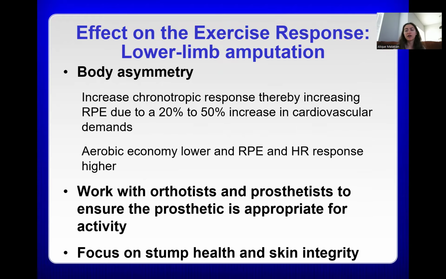So, what is the effect of this on exercise response? Well, the main thing is there's now body asymmetry, and the increased chronotropic response thereby increases RPE due to a 20 to 50% increase in cardiovascular demand. All that to say, things are not as efficient as they used to be with two legs. Due to that, aerobic economy is lower, and their rate of perceived exertion and heart rate response is higher. In general, they're just not going to be as efficient as able-bodied clients that you may work with. So it's really recommended that they work with orthotists and prosthetists to ensure the prosthetic is appropriate for activity, and there should be a really big focus on stump health and skin integrity.